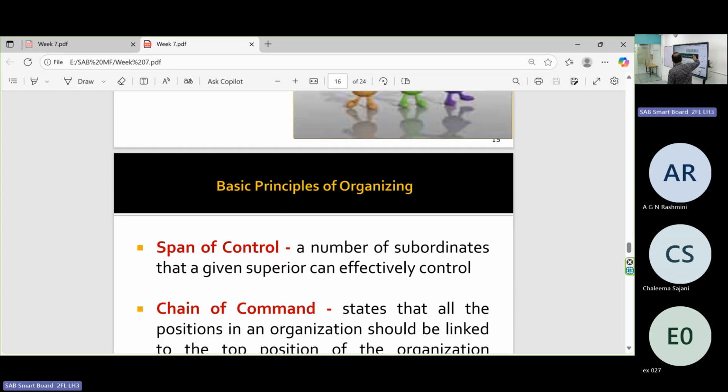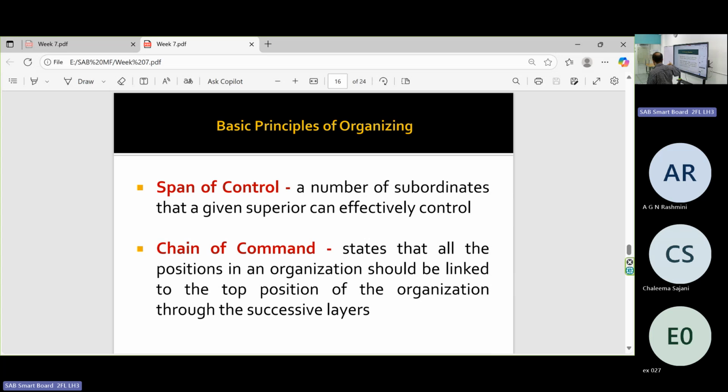This is the last learning outcome of the lesson, to know some basic organizing principles that have been considered in the other lessons. With these organizing principles, other functions can also be done effectively. One is span management, or span of control, where the number of subordinates given to a superior should be in a manageable size. That is called span of control. This should be clearly noted.